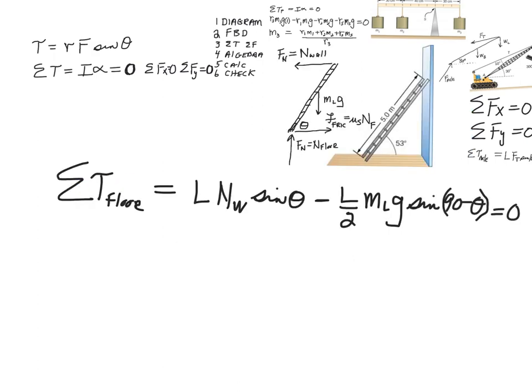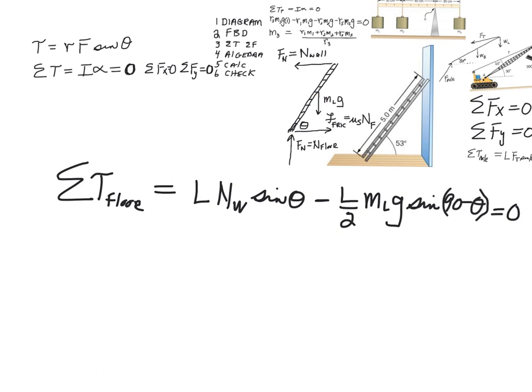Okay, sum of the torques equals 0. There's two torques. The positive one is this one. So the distance to the axis is L. The force itself is the normal force of the wall. And the angle is the sine of theta. You can see that's the same angle, theta. The negative torque acts at L over 2. It's the weight of the ladder. And it's the sine of 90 minus theta.